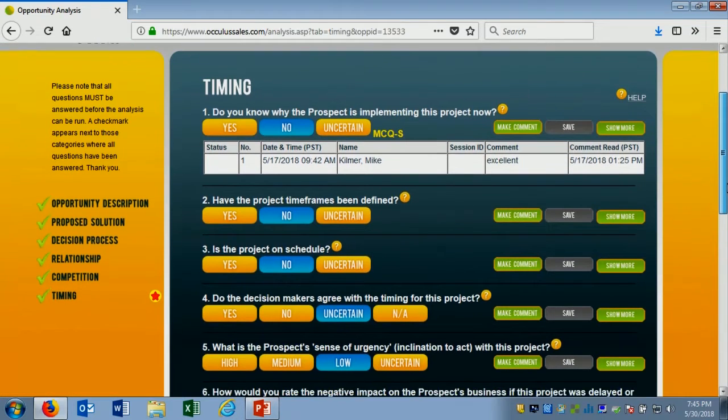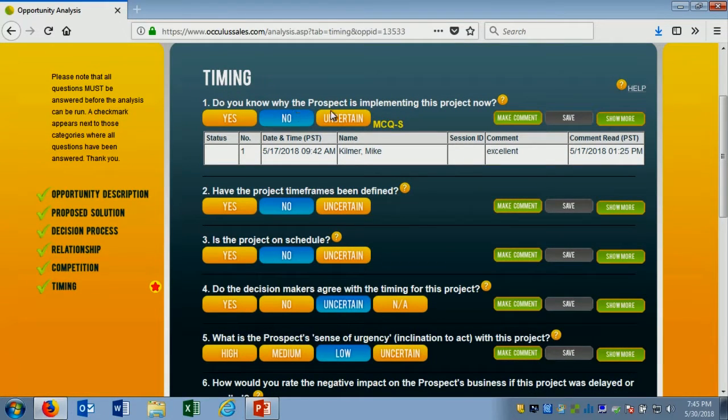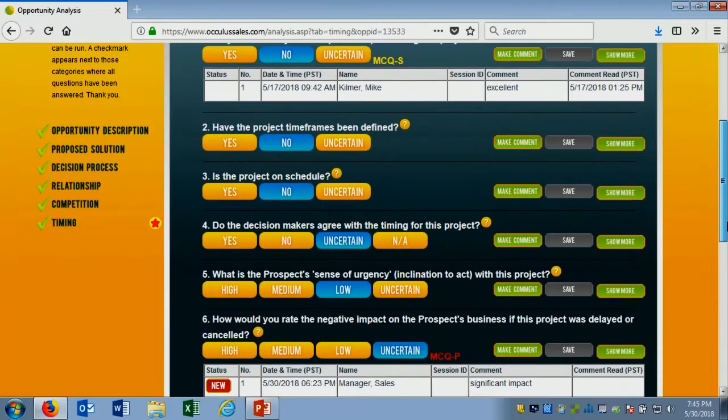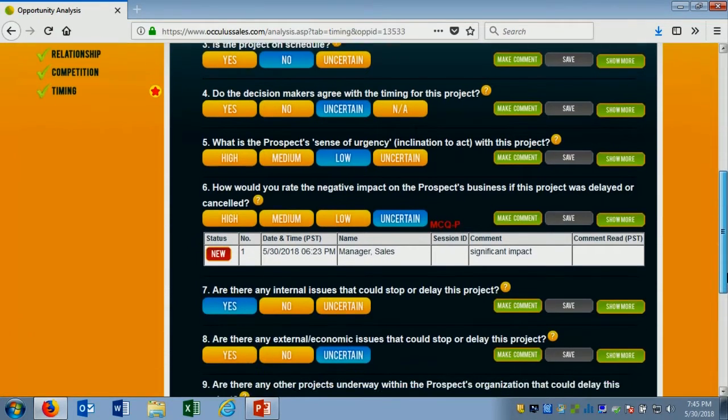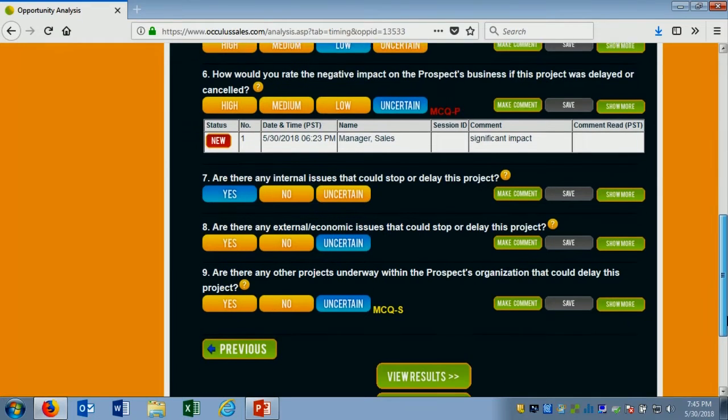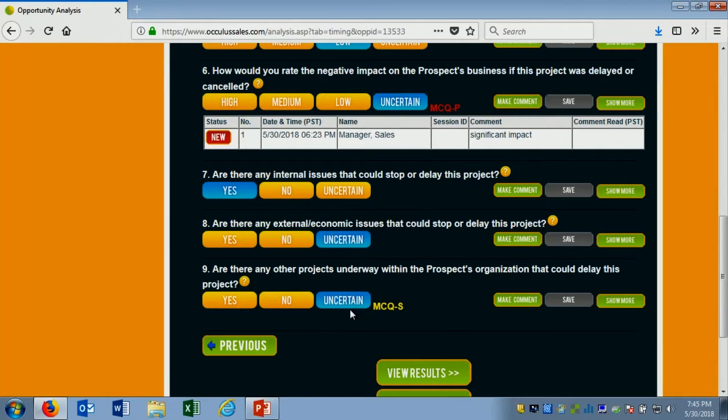As you can see, there's quite a few. Do you know why the prospect is implementing this project now? No, you really should. And then, has the project timeframe been defined? No. Is this project on schedule? No. Do the decision makers agree with the timing for this project? Uncertain. As you can see, there's a lot of no, uncertain, negatives. There are some issues that are yes, but there's a lot of uncertainty.